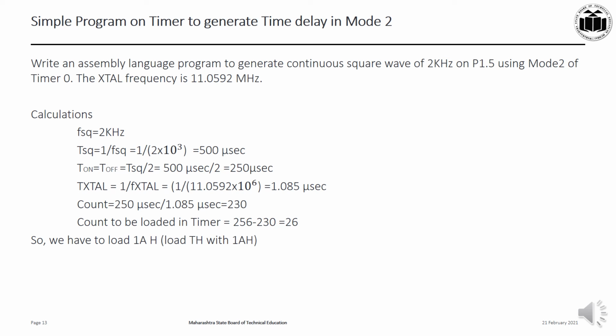Then T XTAL can be calculated by taking the inverse of F XTAL, which will be equal to 1.085 microsecond, and then we can calculate the count by taking the ratio of T on or T off upon T XTAL, which will be equal to 230. So the total count to be loaded into the timer register will be equal to 256 minus 230, that is 26. 26 can be converted into hexadecimal, which will be equal to 1AH. So the value 1AH will be loaded into the timer 0 register.